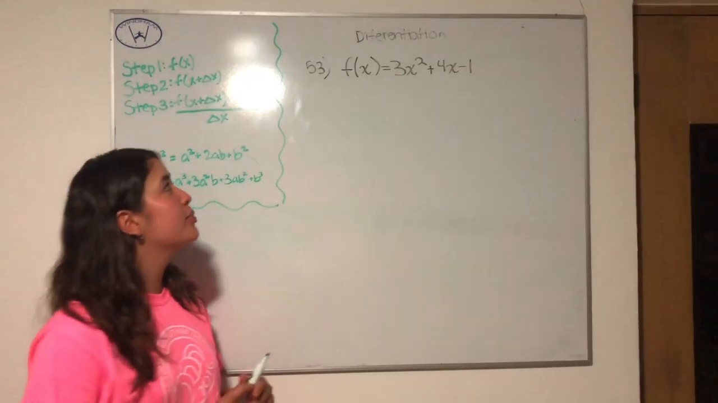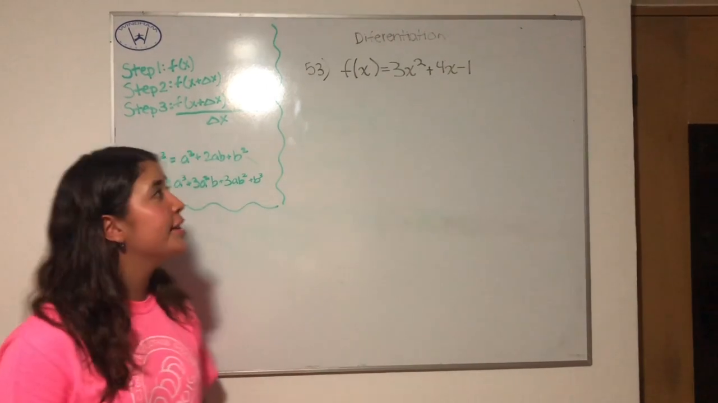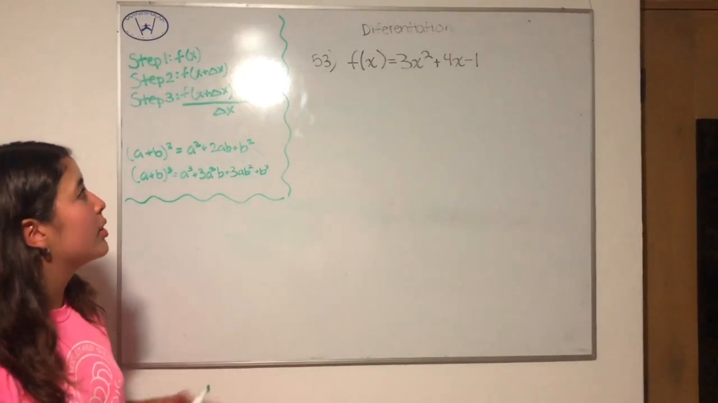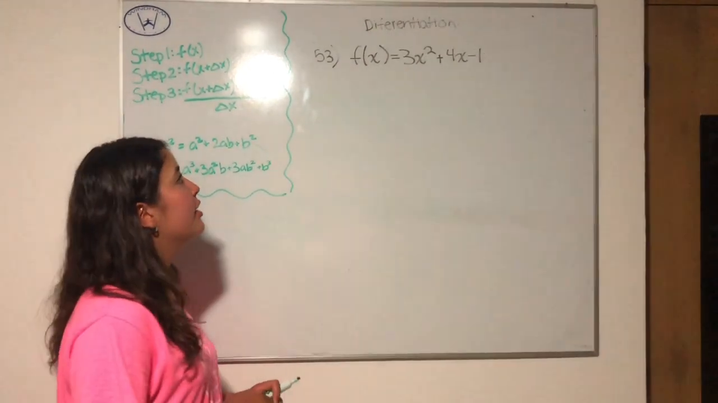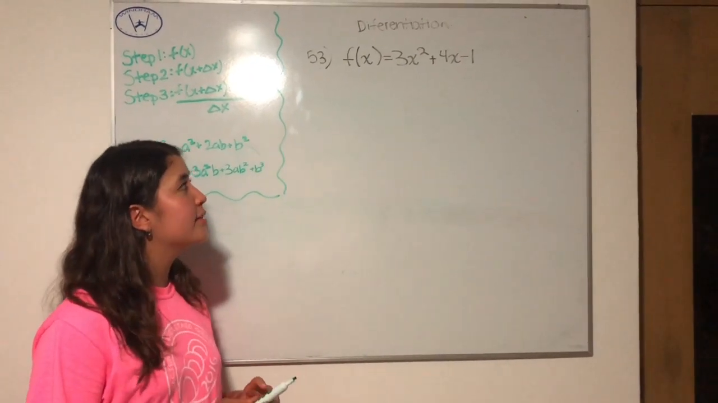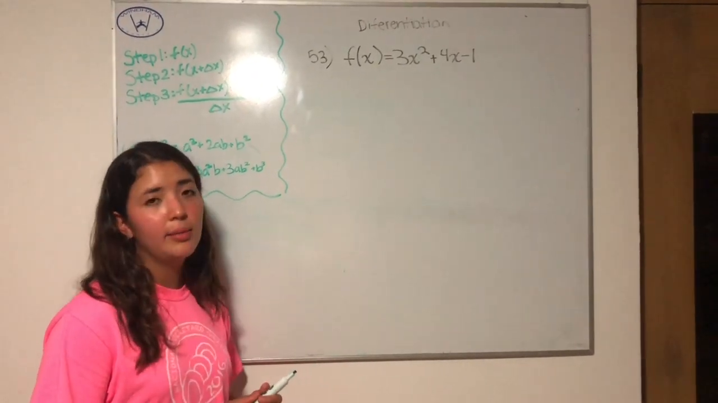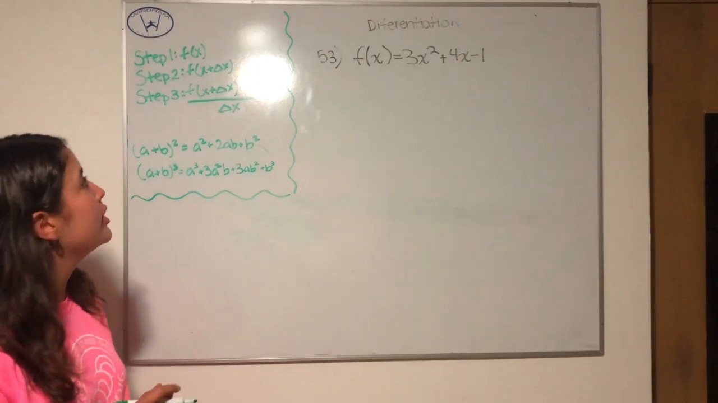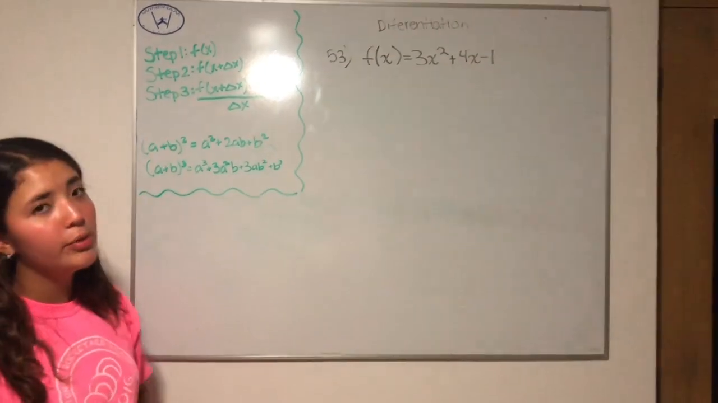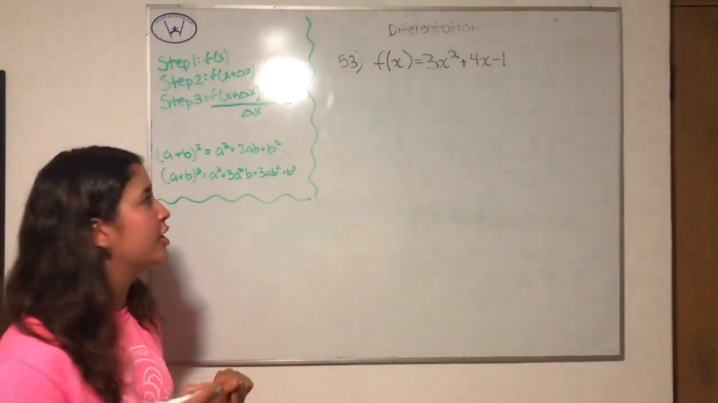Okay, so I'm going to explain a problem about differentiation, and this is problem number 53, and it is f of x equals 3x squared plus 4x minus 1. So according to the instructions, the first step we need to follow is to rewrite this function.